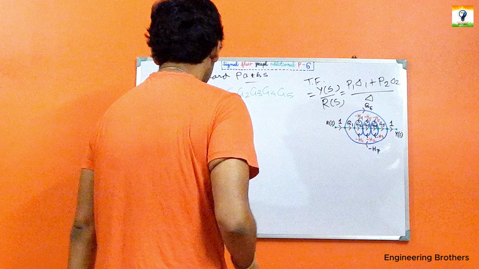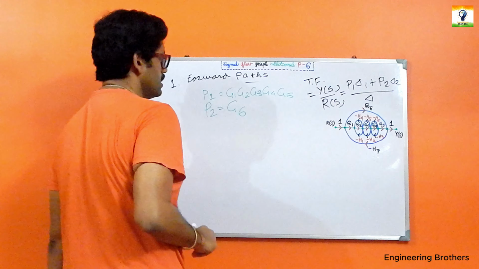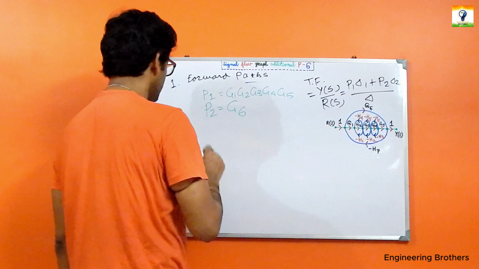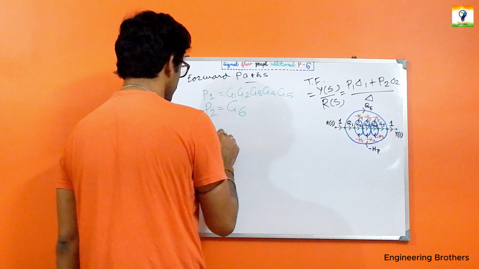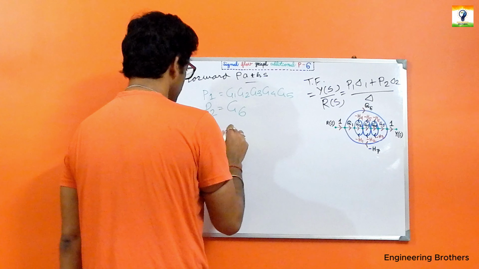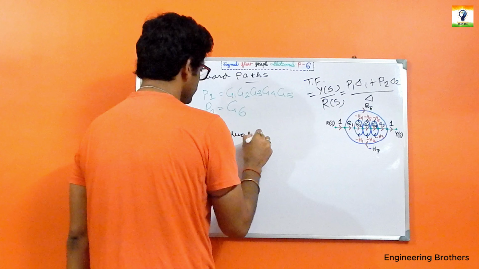Now, in our next step, we should find the individual loops. What are the individual loops? Let us find that out. Individual loops.